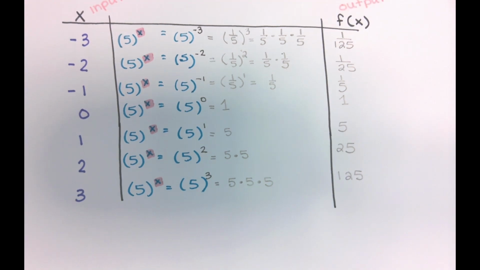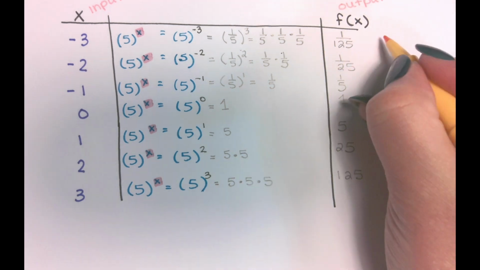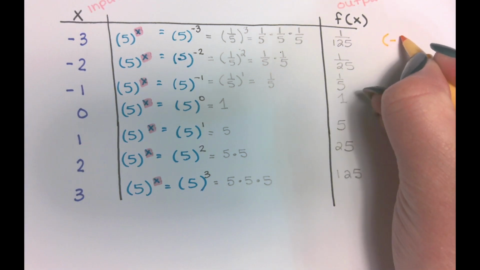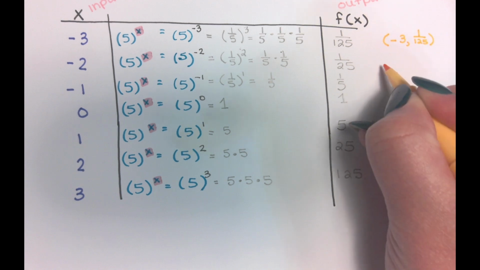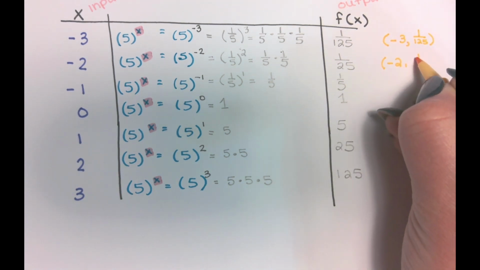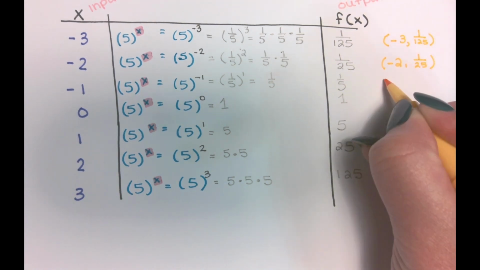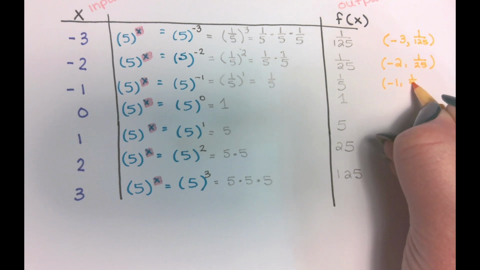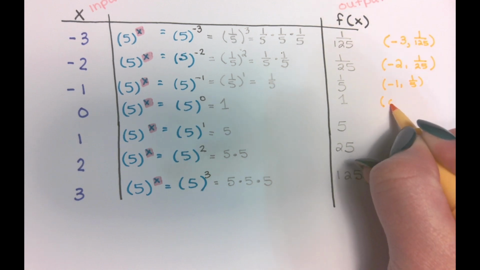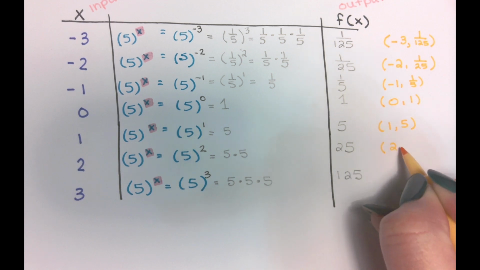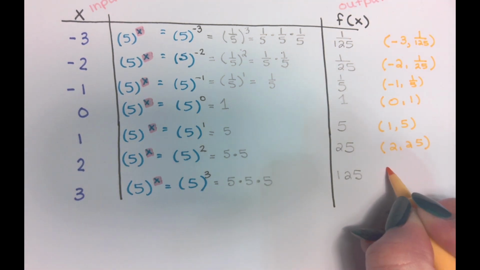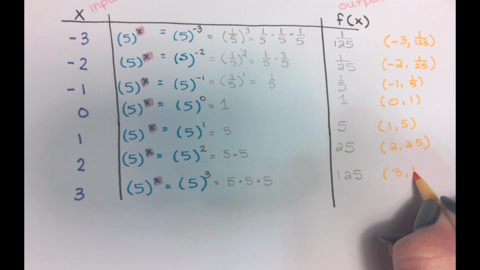After we write these out, what is created are points of an x and a y, an input and an output. So our first point is -3, 1 over 125. Our second point is -2, 1 over 25. Third one is -1, 1/5. Then we have 0 and 1, 1 and 5, 2 and 25, and 3 and 125.